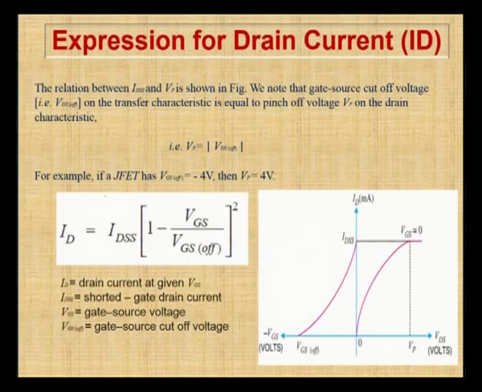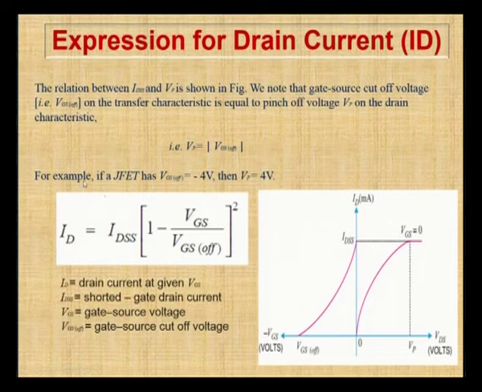Next we move on to the drain current expression. This is called the transfer characteristics, plotted between ID and VGS at a constant value of VDS. This is also called the transconductance characteristics. We have plotted both simultaneously so that it will be easier. As I said, IG is equal to IP, having opposite signs. This is what we get from this curve.